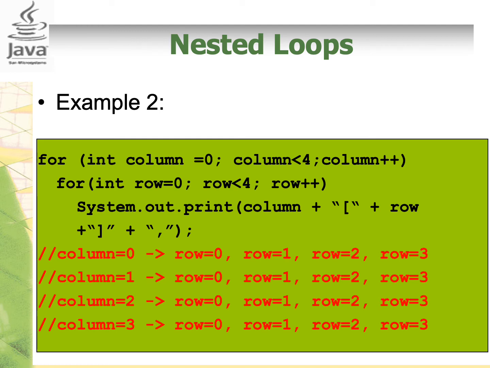Then, increment the value of column, which is the outer for loop. It goes again to the inner for loop and does column 1, row 0 until row 3. It repeats the same steps until the outer for loop becomes false, which is when column has the value of 4.